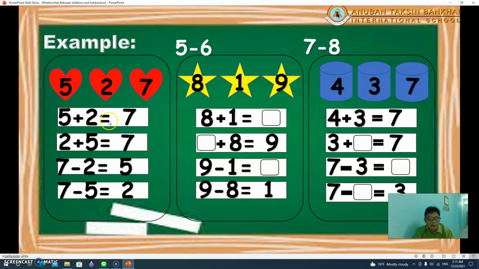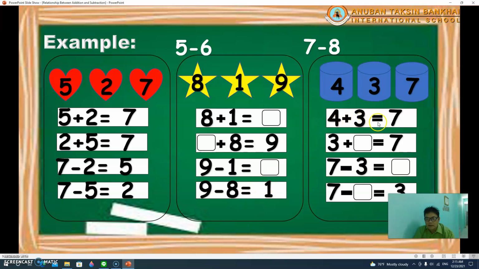5 plus 2 equals 7. 2 plus 5 equals 7. 7 minus 2 equals 5. 7 minus 5 equals 2. Okay. 3 plus 1 equals 9. 1 plus 8 equals 9. 9 minus 1 equals 8. 9 minus 8 equals 1.